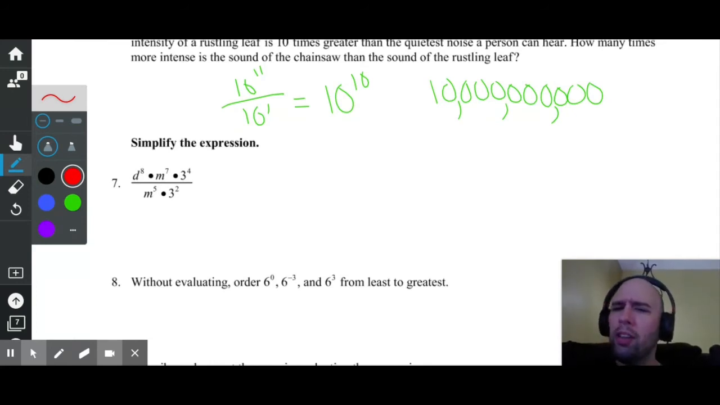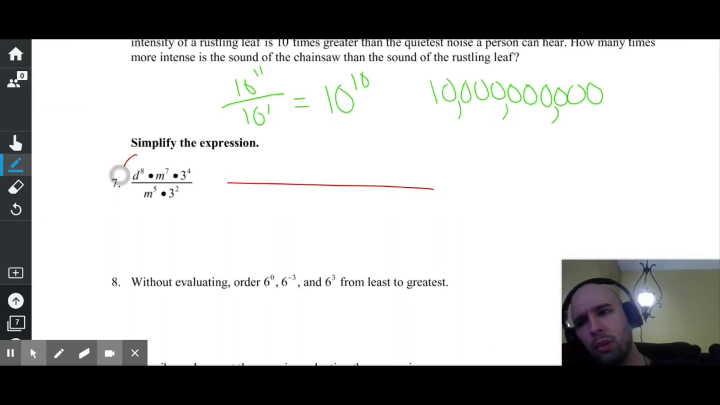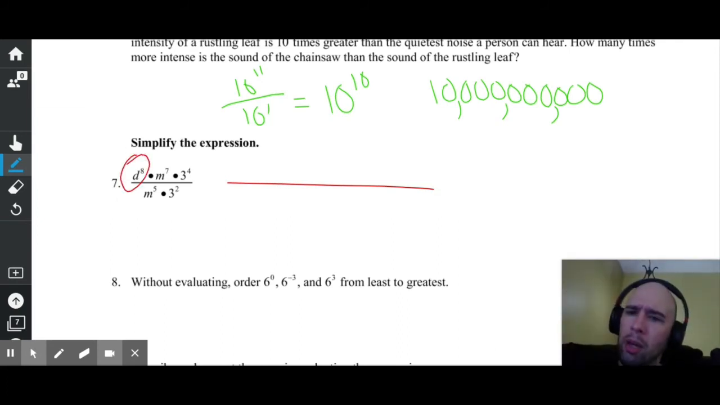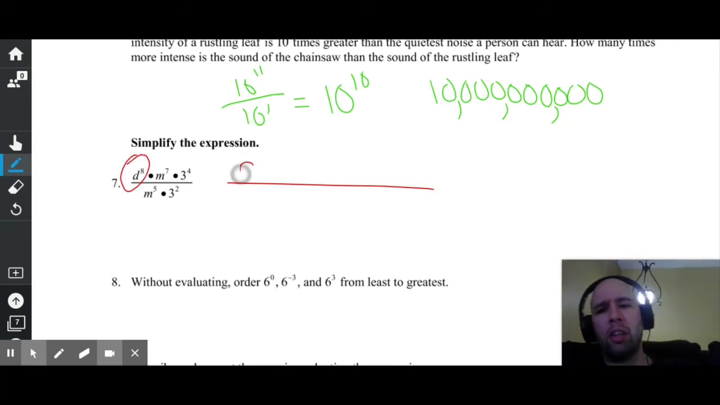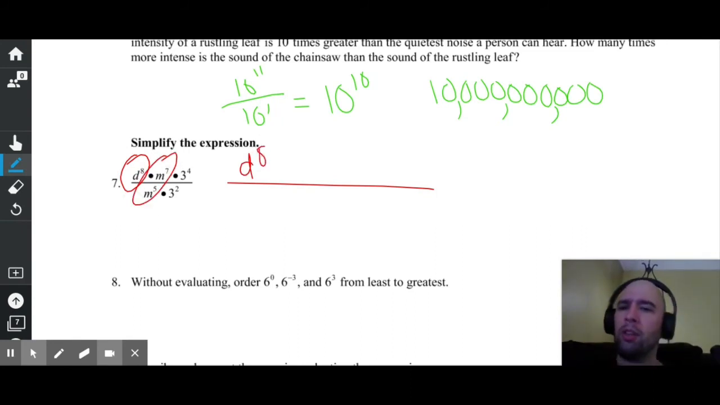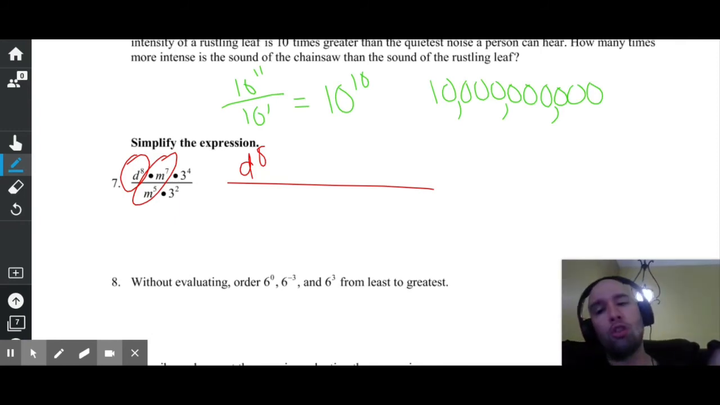So simplify the expression. Finally, the problems that I enjoy. Let me see. Does d compare to anything? No. D to the 8th stays on top. M to the 7th over M to the 5th. Which M is more powerful? The top. By how many? 2. 7 minus 5 is 2. M to the 2nd, baby.